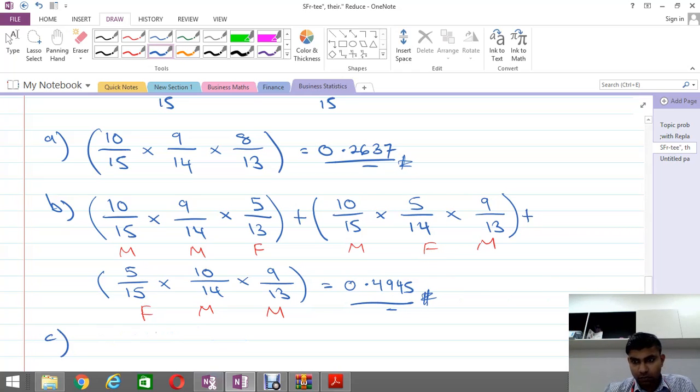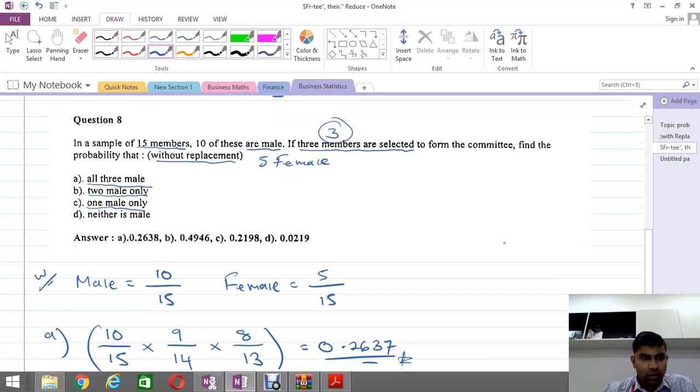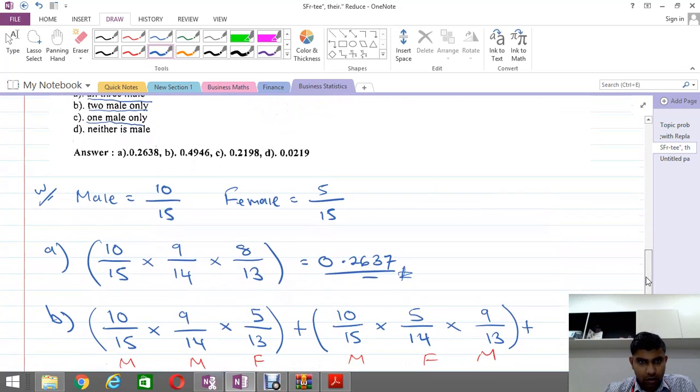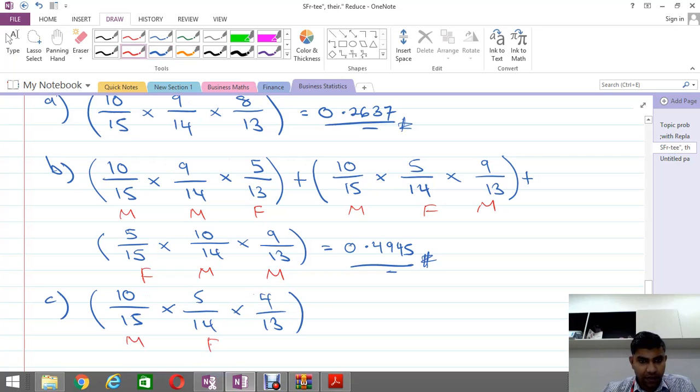C. Only one male only. So they already said one male only. Okay. So what happens here is same thing. 10 over 15 times 5 over 14 times 4 over 13. So what happens here is actually male, female, female.